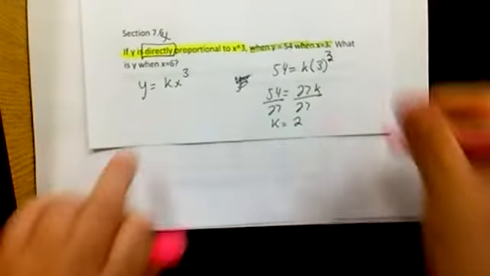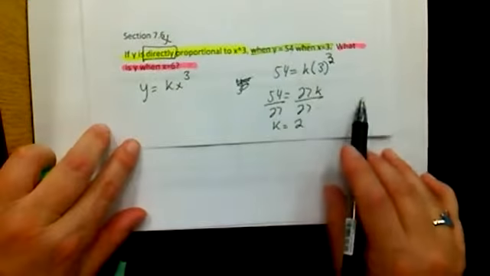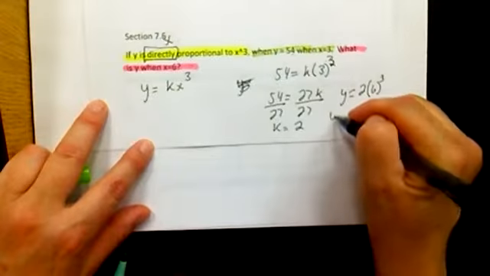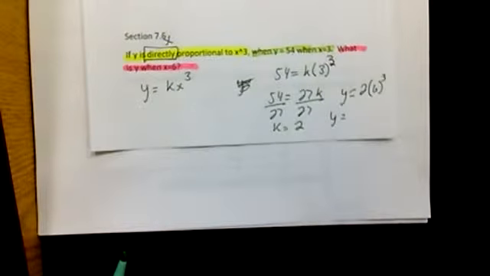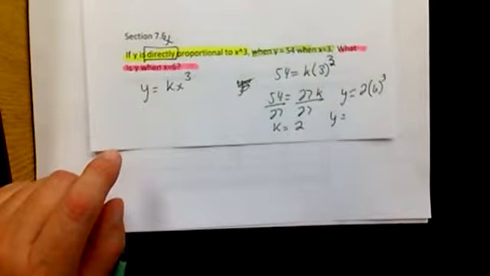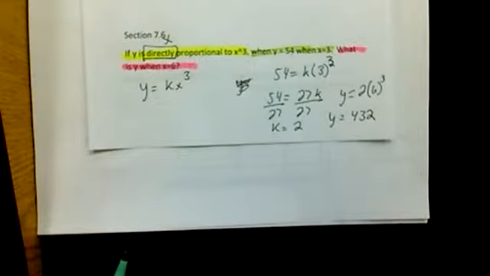And then finally the last piece: what is y if x equals 6? If I plug it back in, I know k is 2, so what's y going to be when I have 2 times 6 cubed? So what would y equal? And then I need to solve it from there. So what do I get? Well, I get 6 cubed times 2, and I get 432. We all get that okay? Okay, good. All right, then go to the next one.